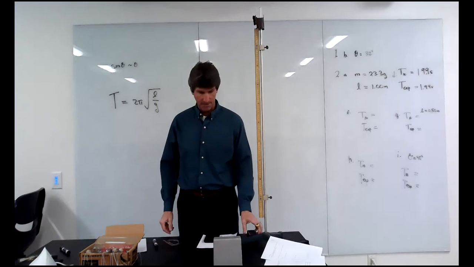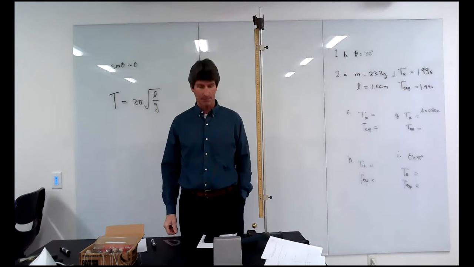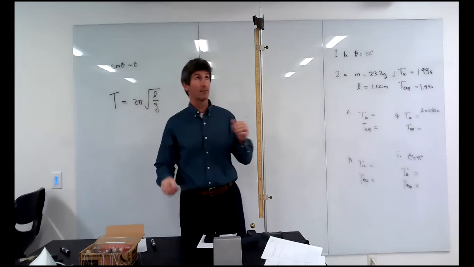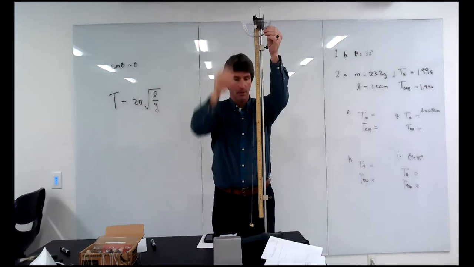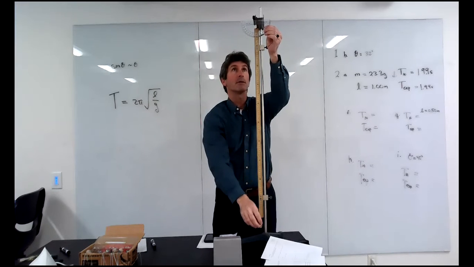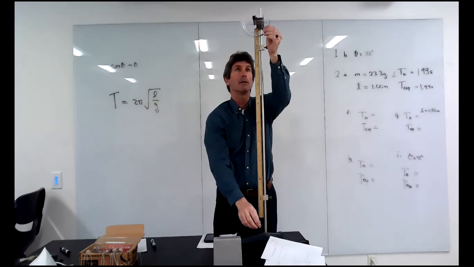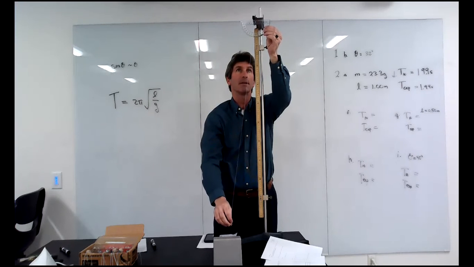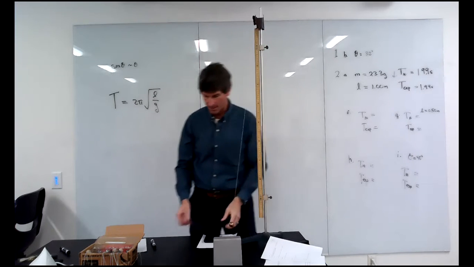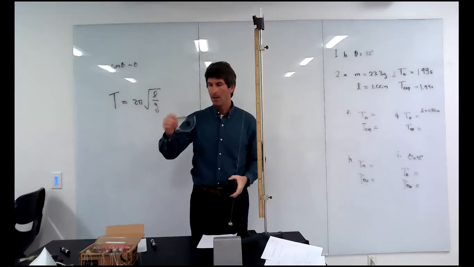The next part asks you to do it at 10 degrees. So I'm going to increase my amplitude just a little bit. I'm going to stretch this out. Again, make sure my 90 degrees is equilibrium, so it's just out by about 10 degrees. Okay, I've got a good 10-degree oscillation here.